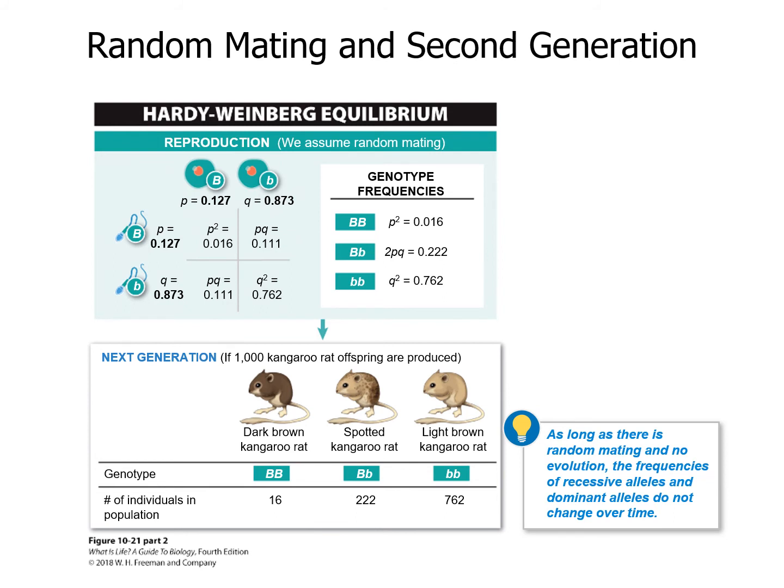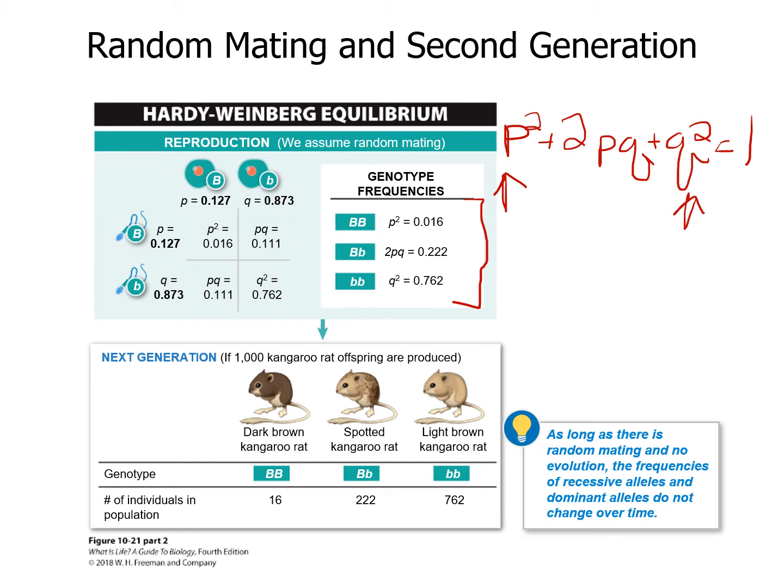So moving on to this equation, p squared plus 2pq plus q squared equals 1. This is how we would figure all of this out. They've kind of already done it for us, and the fact that we already know p and q, we can actually figure this out pretty easily.